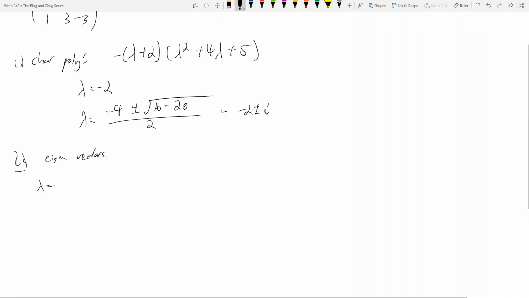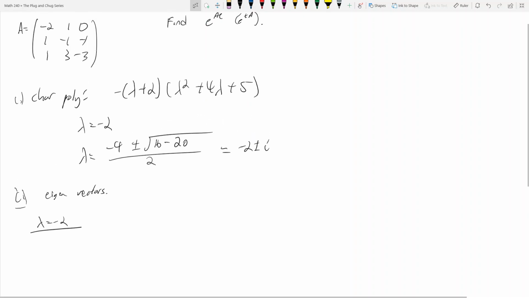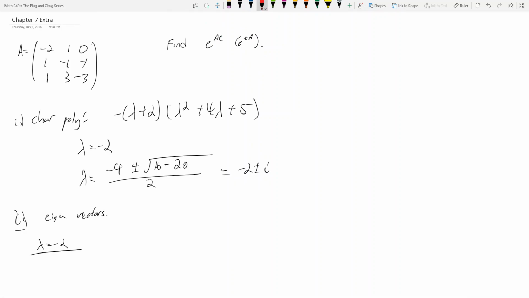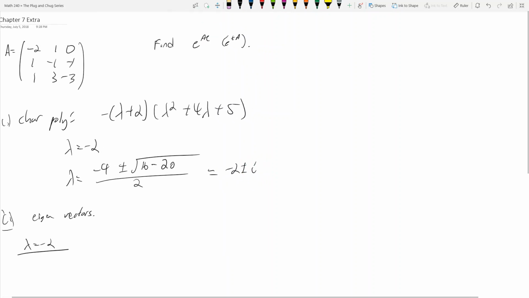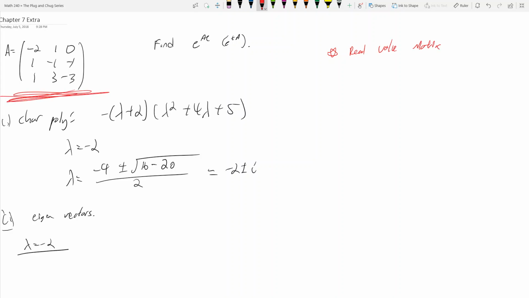Lambda equals negative 2 is straightforward. Oh, one thing before we find that. Notice how this has two eigenvalues associated with it: negative 2 plus i, and negative 2 minus i. In general, if you have a real valued matrix, so this is only real values, complex valued eigenvalues will come in conjugate pairs. So what does that mean? That means, okay, I have a 3x3 matrix here.